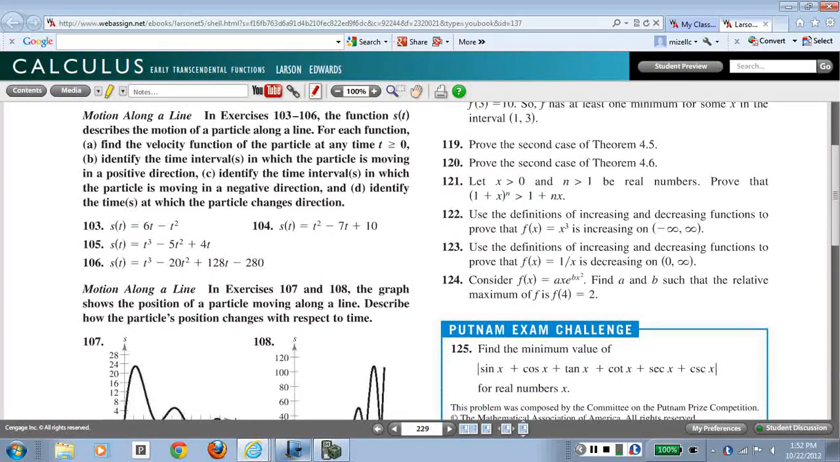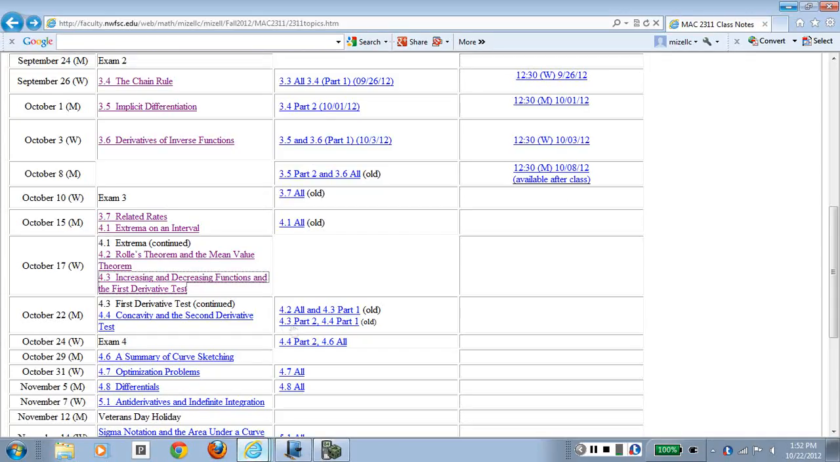I'm going to say more about this motion along a line in the section entitled A Summary of Curve Sketching. That's going to be my principal examples that I'll use in a summary of curve sketching. So I'll come back and pick up some of those 4.4 examples and make up some 4.3 examples toward the end of the section and make up some of my own when we get there, so you have kind of an idea what to study for the tests.